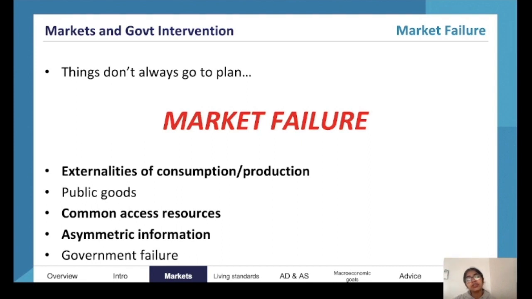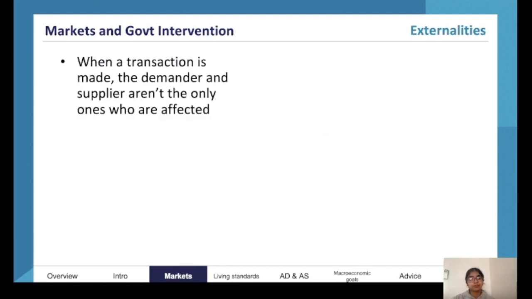So there's quite a few market failures to think about. So externalities, public goods, common access resources, asymmetric info, and government failure. Let's start with externalities. When we make a transaction, the person demanding the good or service and the supplier are not the only ones that are affected. There can also be third parties, people not involved in the transaction, who are also affected by the transaction.